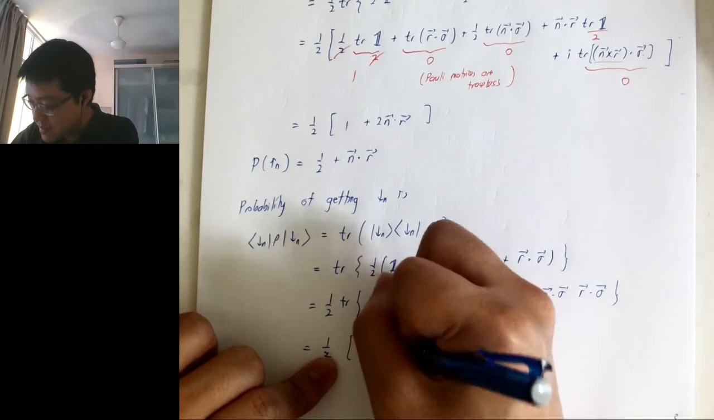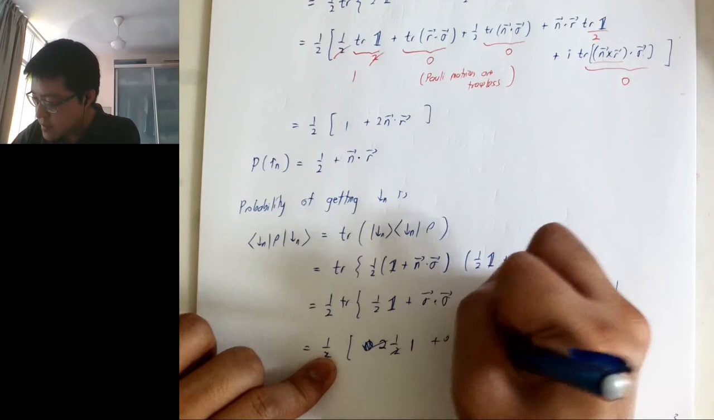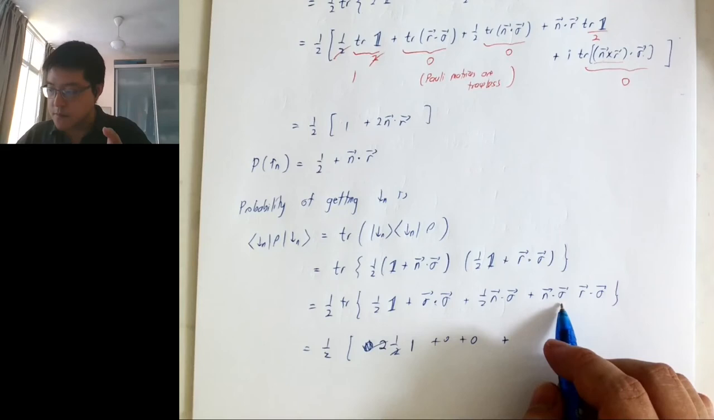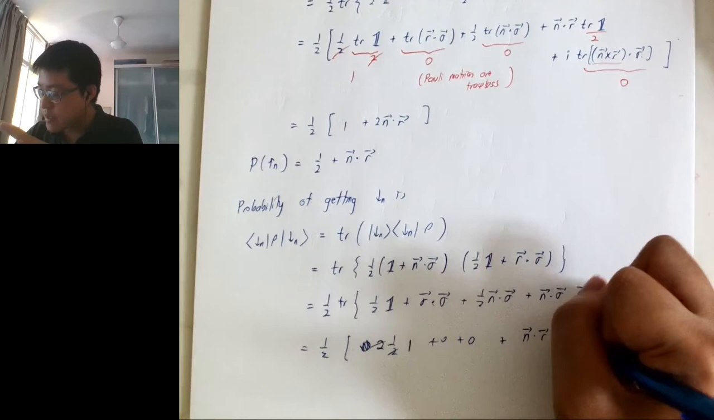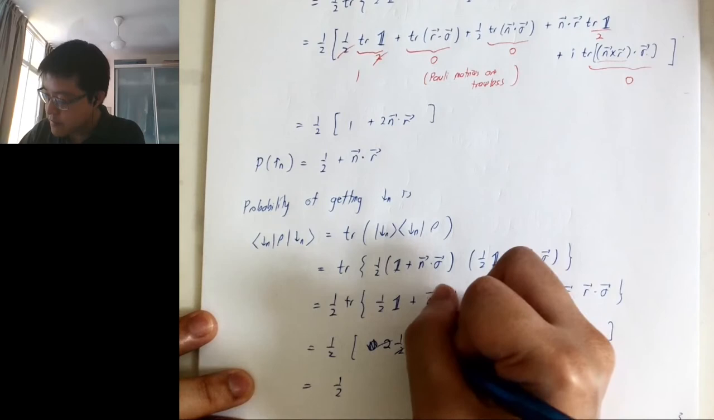This is 2 and half, so it's 1. This is 0 and this is 0. This term becomes n dot r identity plus the cross product with the sigma. The cross product term should be traceless, so therefore it's just going to be n dot r of the identity plus 0. So if I multiply this out, this is a half of, yeah, half.